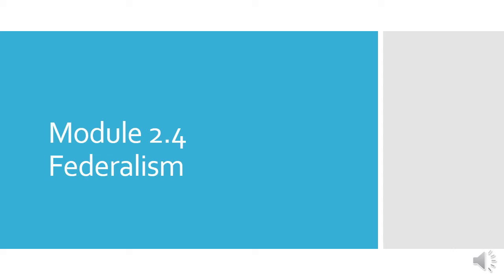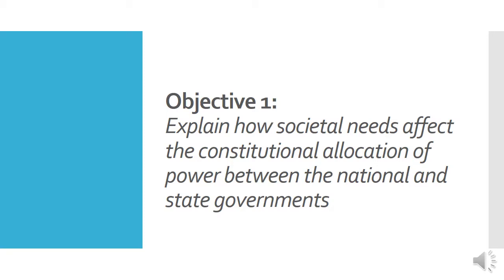Hey folks, today we're going to finish out our module on foundations of democracy. So in this section we're going to be talking about federalism, this unique division of power between the national government and state governments that we have here under our constitutional system in the United States. So our first objective is to explain how societal needs affect the constitutional allocation of power between the national and state governments.